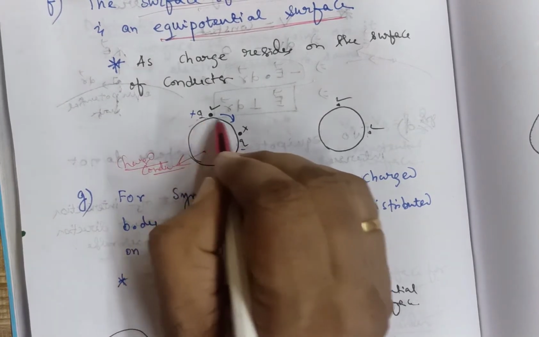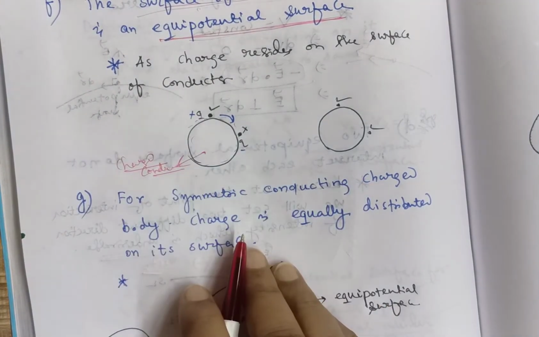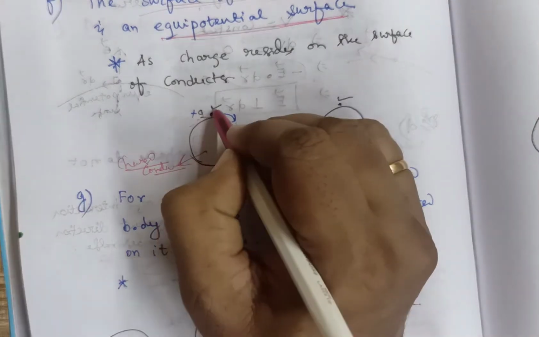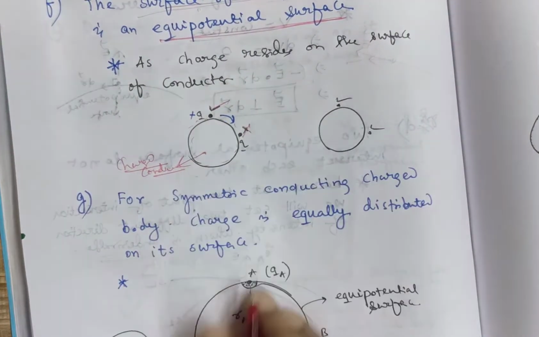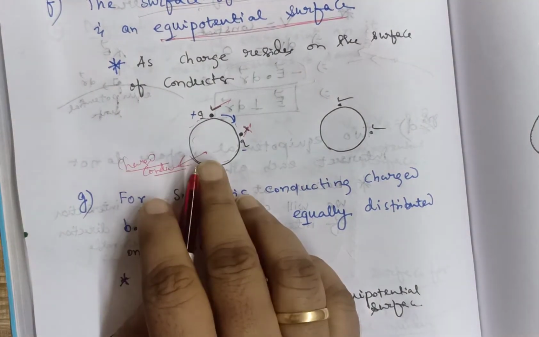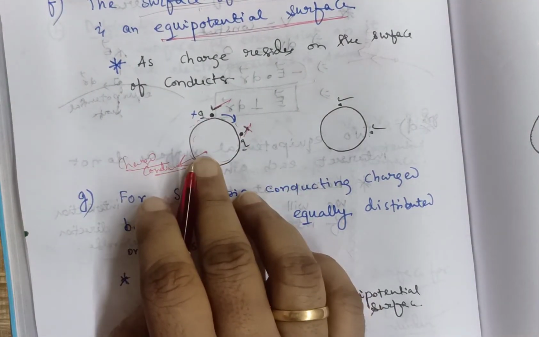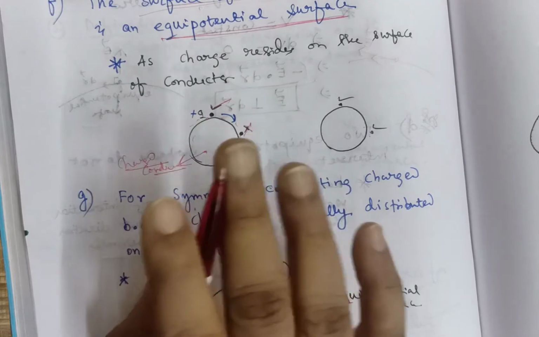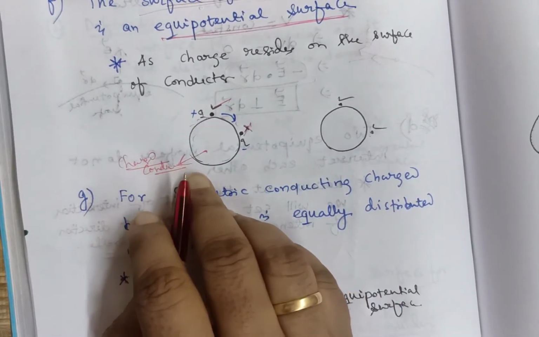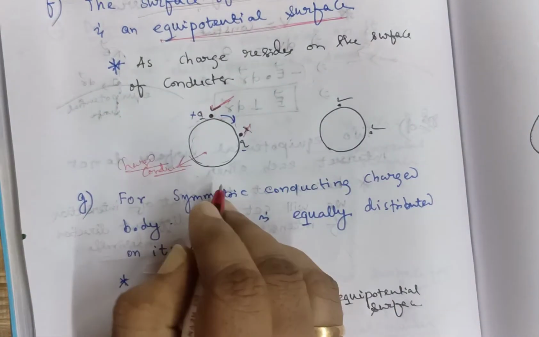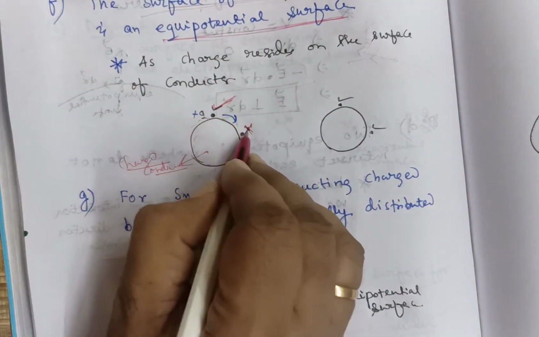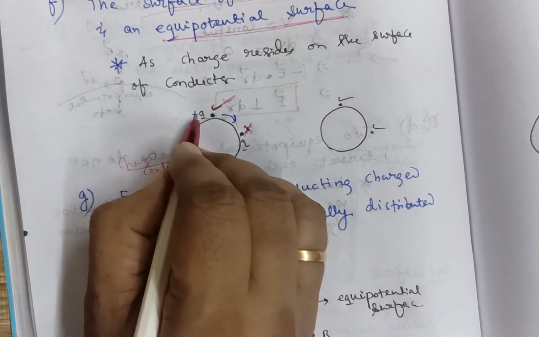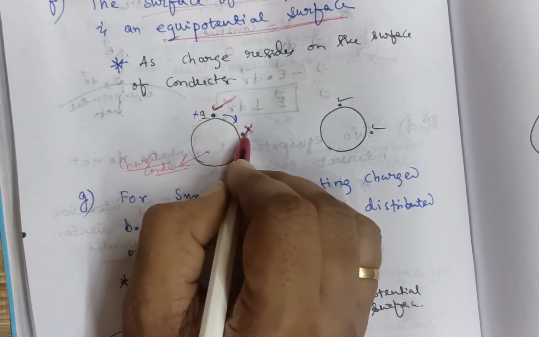So here the charge will reside on the surface of the conductor. First, think: here the potential is more and here the potential is less. Let's imagine it is a conducting body and the surface is not an equipotential surface. That means potential is more here and less here. If there is a potential difference, the charge will flow from higher potential to lower potential.